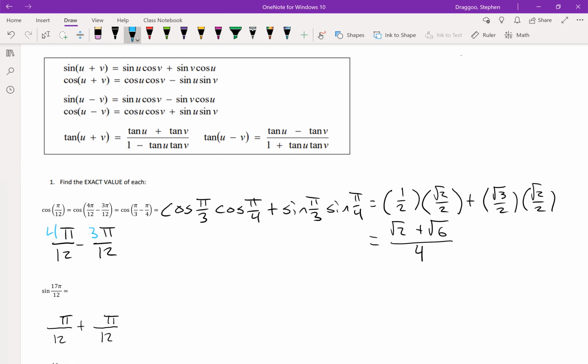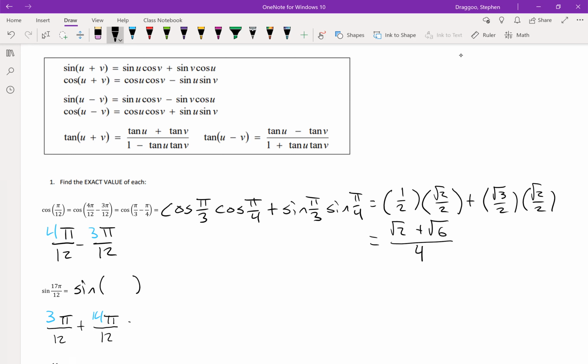Oftentimes the easiest way to do this is to choose one of your angles to be 3 pi over 12, so I want something to be a multiple of 3, and have the other angle come out to be an even number, which we know will reduce with 12. So in this case, 14. So 3 plus 14 is 17. So I can say that this is equal to the sine of the sum of those two angles.